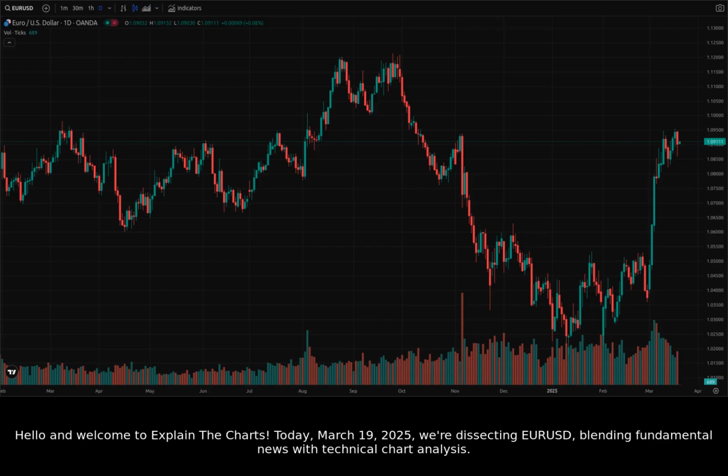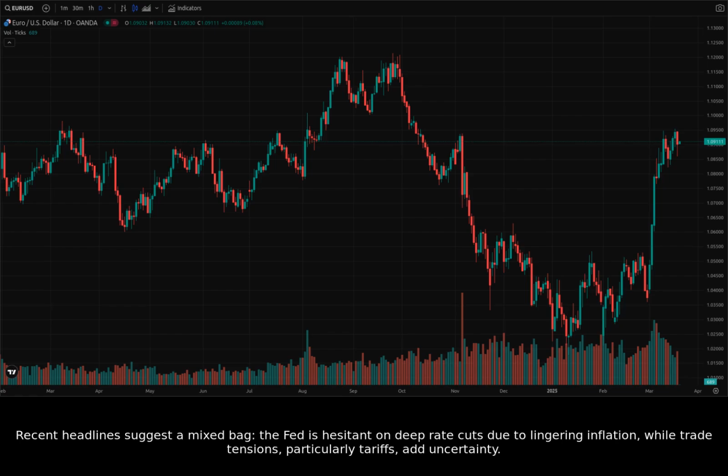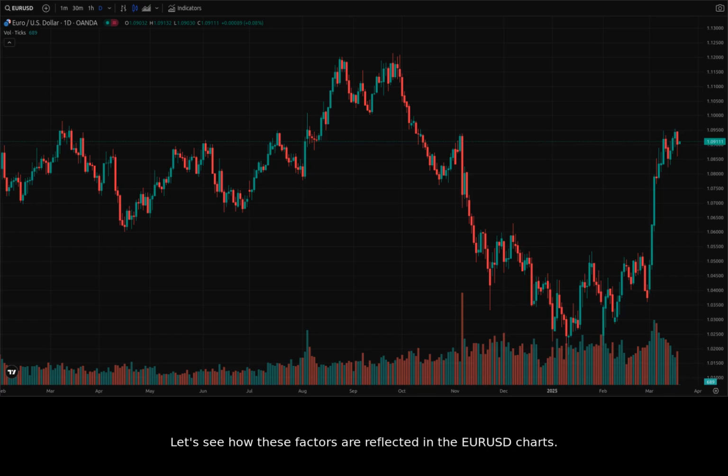Today, March 19th, 2025, we're dissecting EURUSD, blending fundamental news with technical chart analysis. Recent headlines suggest a mixed bag. The Fed is hesitant on deep rate cuts due to lingering inflation, while trade tensions, particularly tariffs, add uncertainty. Let's see how these factors are reflected in the EURUSD charts.